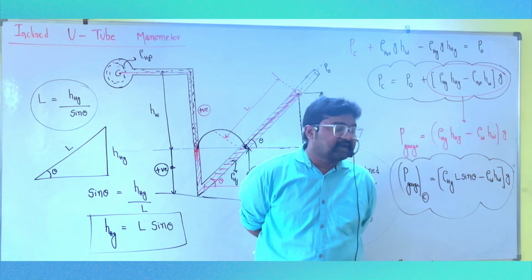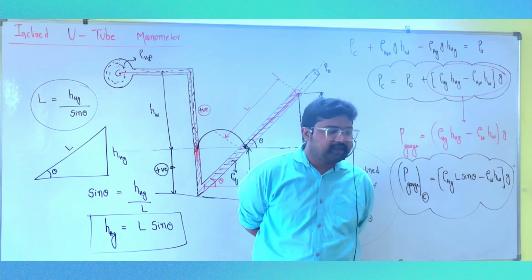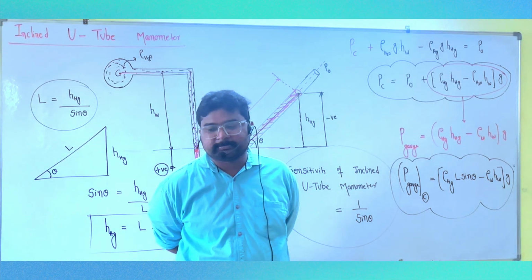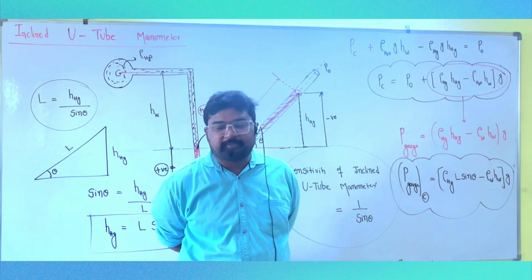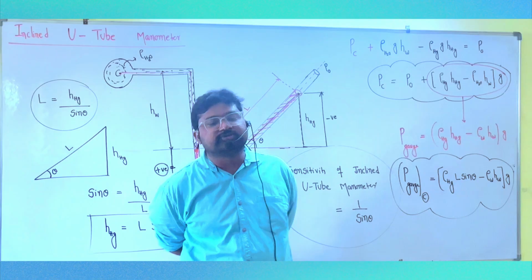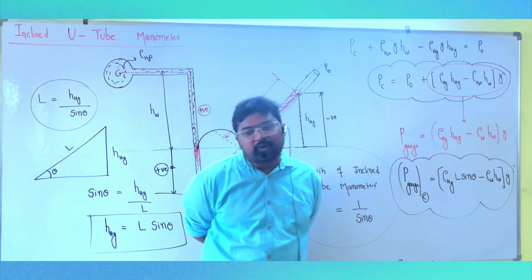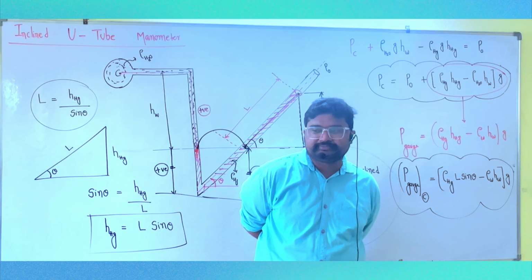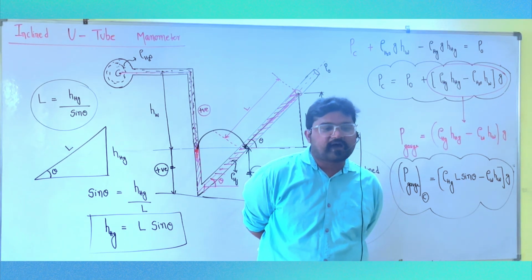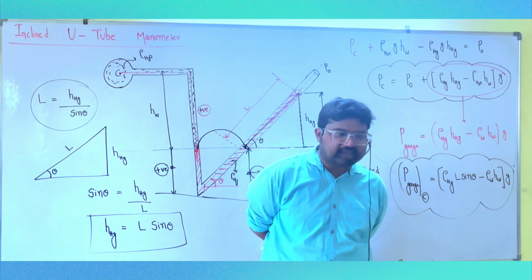Okay na? The right limb of the manometer is made inclined, because the hypotenuse is higher than the vertical distance in the right angle triangle.